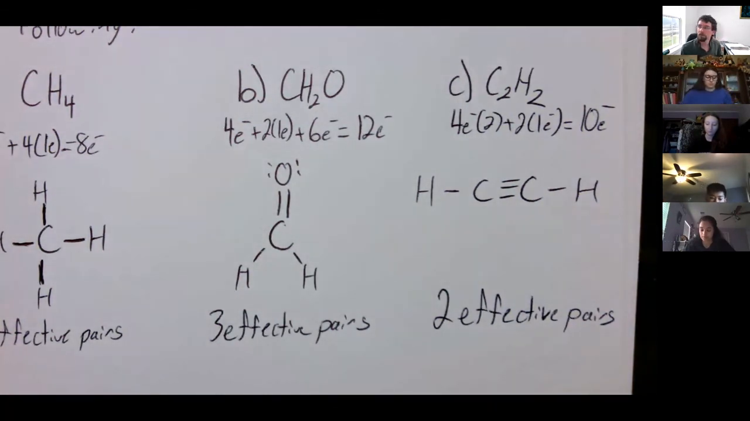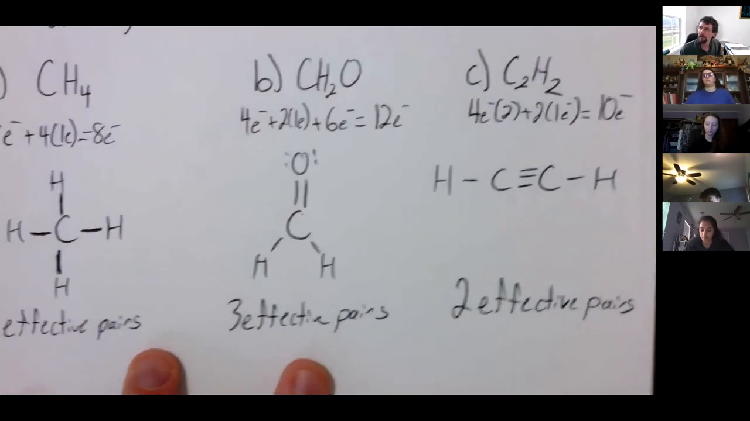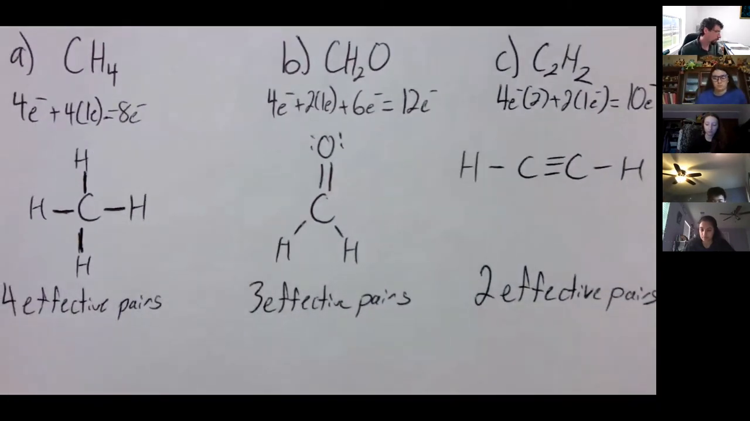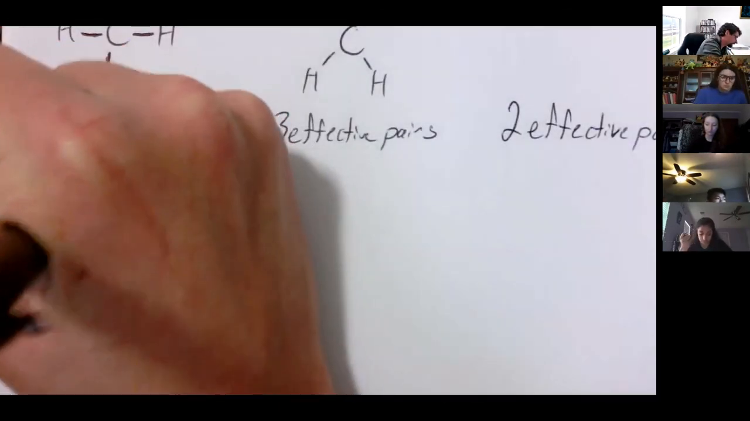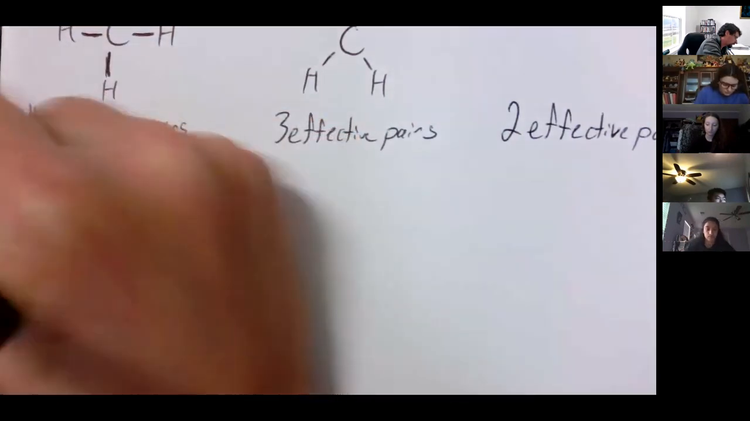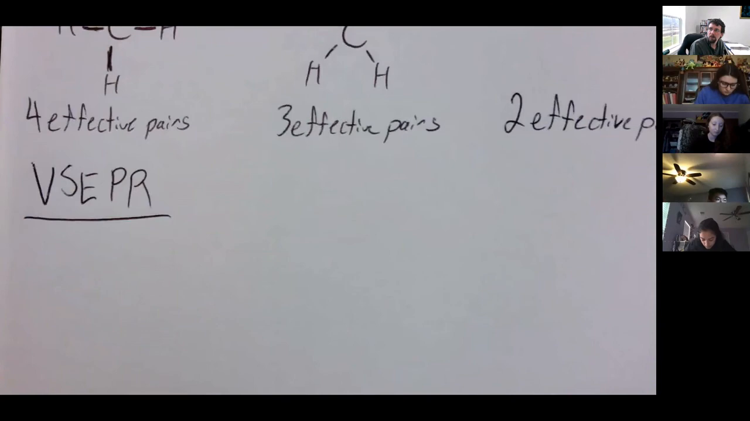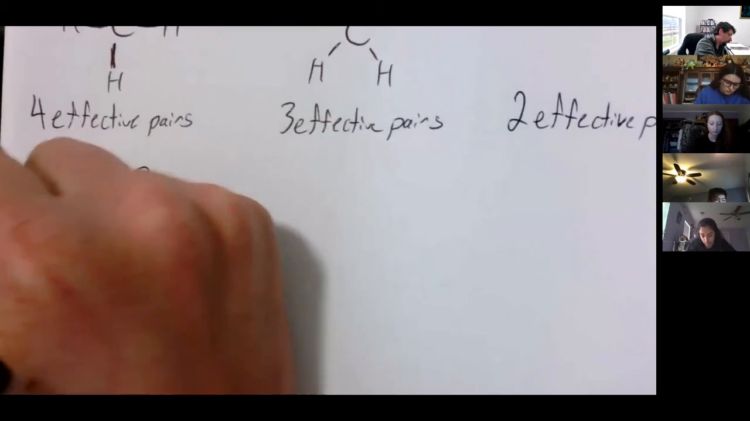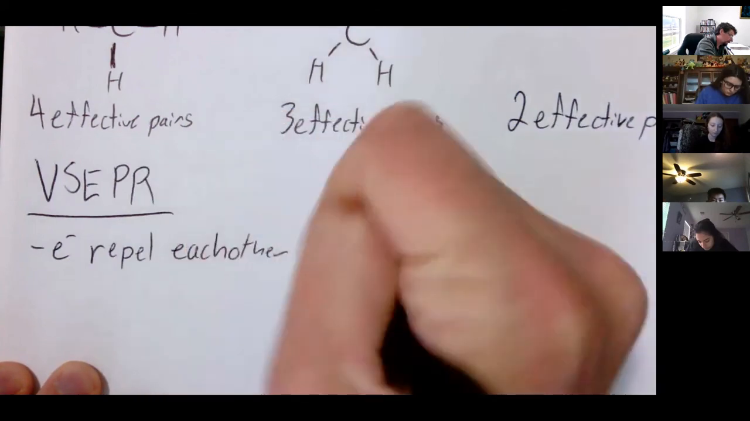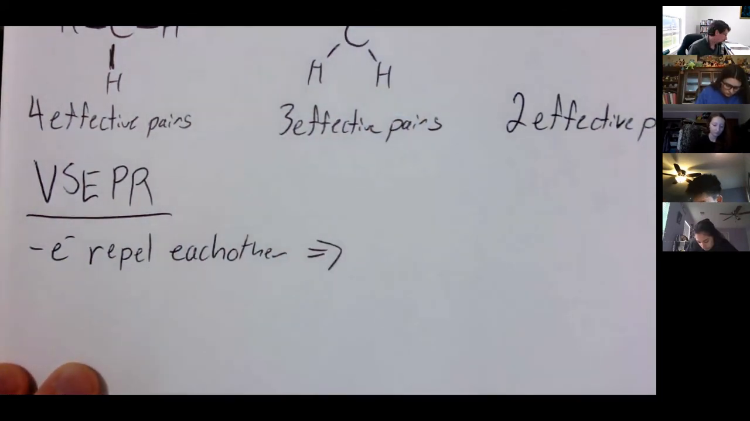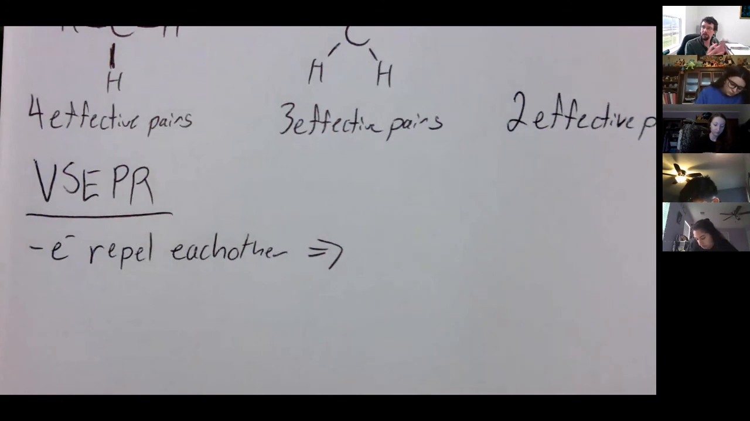Okay, so now we know how to count these effective pairs, but how do we get to a 3-dimensional structure? That's where we have to jump back to the VSEPR model. By the name of this model, what we're going to assume is the electrons repel each other. And what happens is the bonds and the lone pairs move as far away from one another as possible. So they're trying to reduce that electron-electron repulsion.